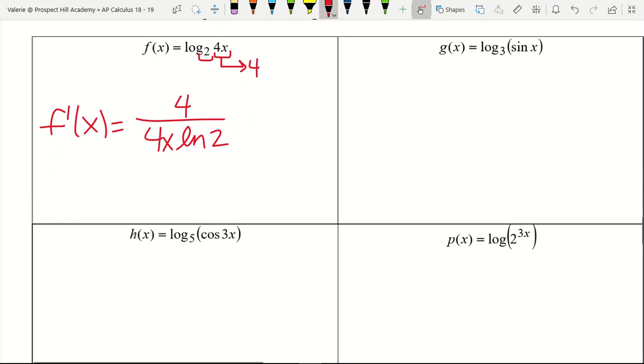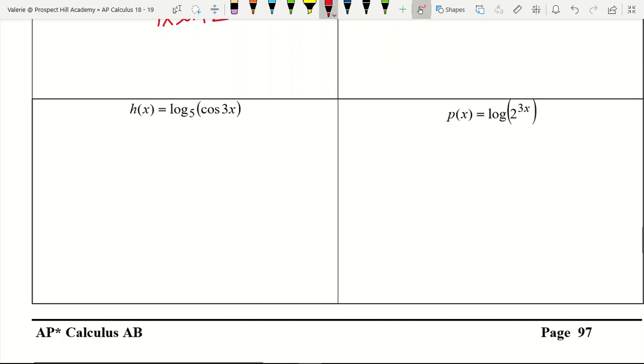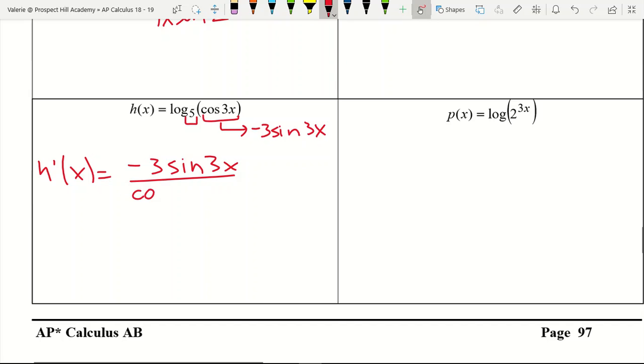The other function I'm going to do is h of x down at the bottom. So h of x is equal to log base 5 of cosine 3x. So we need to find the derivative of cosine 3x, which would be negative 3 sine 3x using chain rule. So h prime of x is equal to negative 3 sine 3x over cosine 3x ln 5.